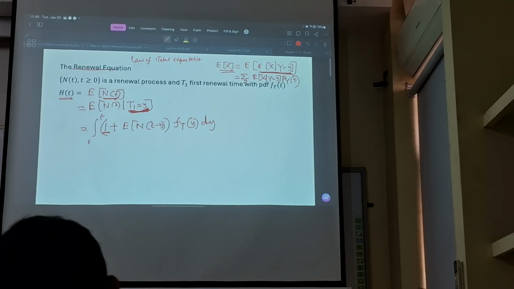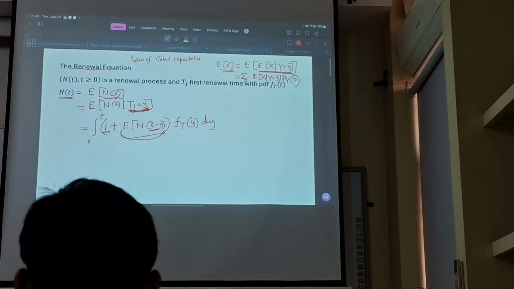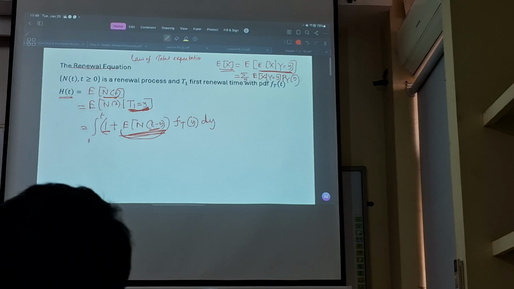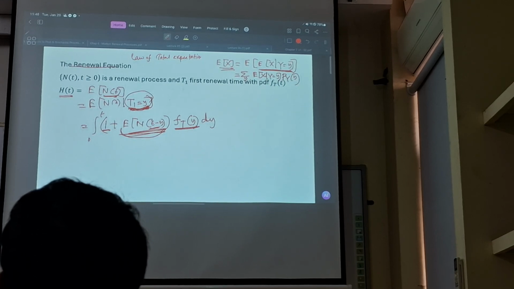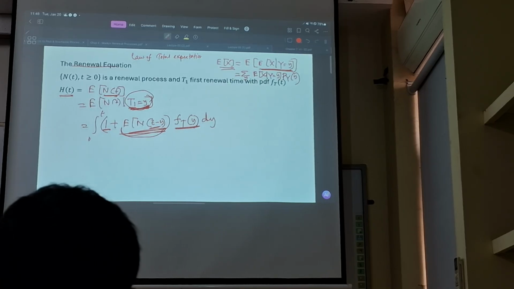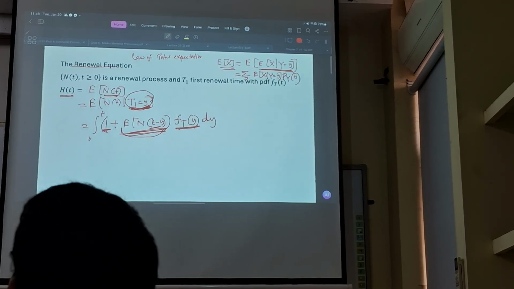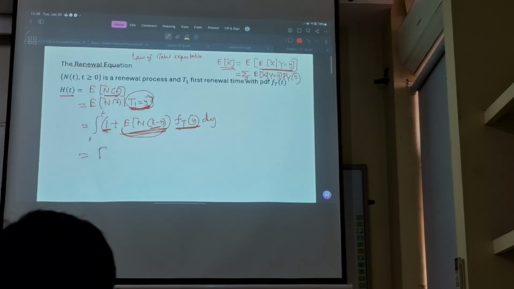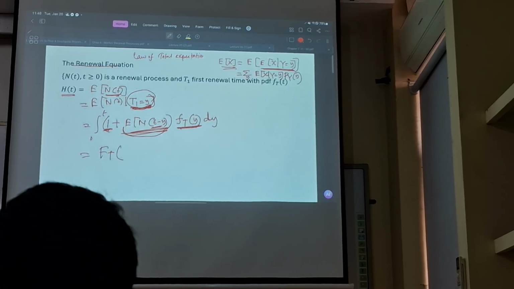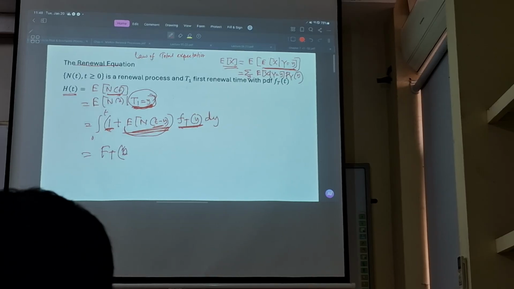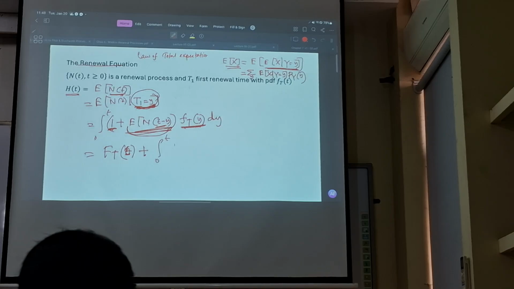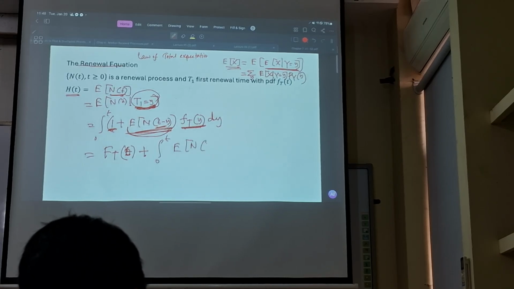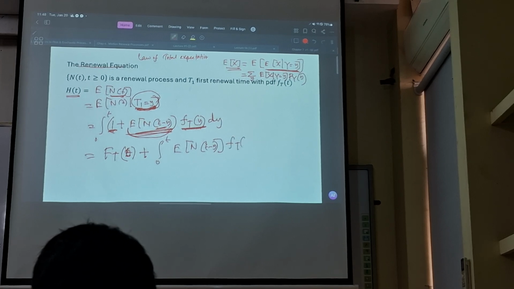And for the remaining t minus y time, now we will calculate the expected number of renewals. And since we consider this, we multiply with this PDF. Right? If we solve it, this one multiplied with just 1 will give you the CDF of T for the value t, plus from 0 to t, the expected number of renewals given this one multiplied with f_T(y) dy.